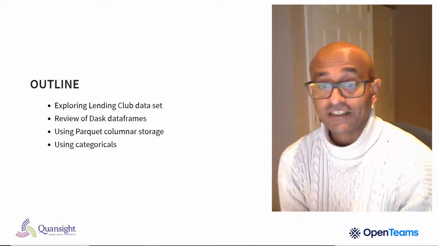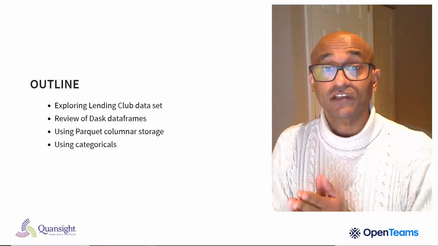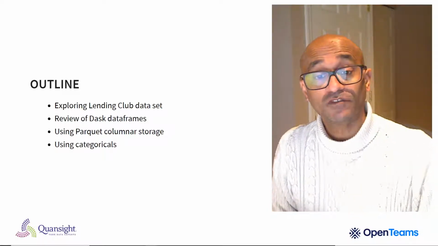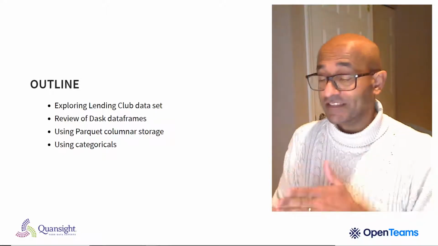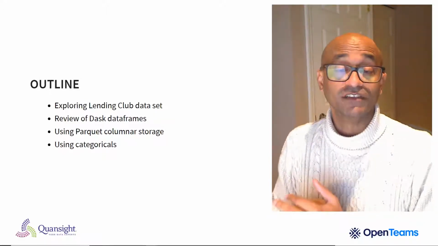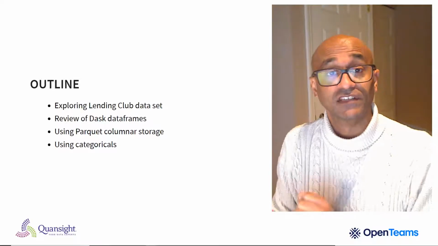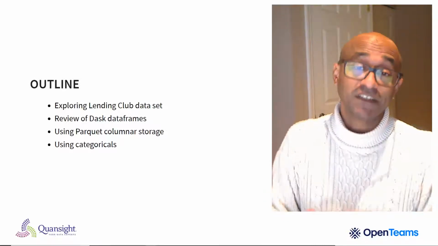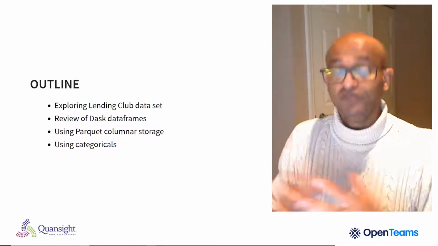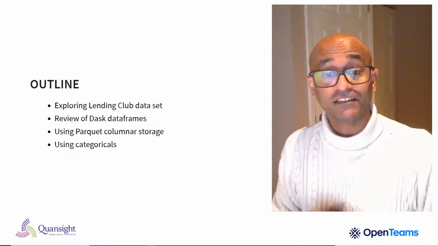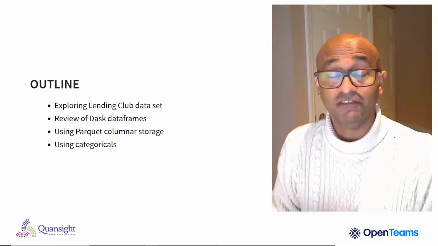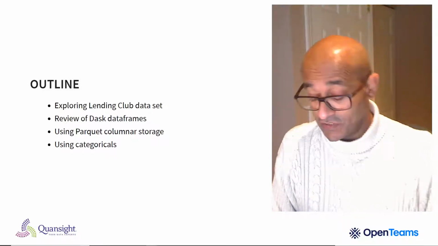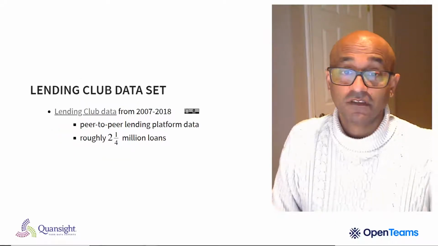So, as an outline of what we're going to do, we're going to take a look at a particular dataset that comes from peer-to-peer loans, and we'll use that as a motivating example to look at some Dask data frames. We'll review the structure of Dask data frames and how those extend what we know from using Pandas. And we'll look at two particular strategies for improving the performance of using Dask data frames for data analysis, in particular using specialized binary storage format like Parquet, and also using categorical variables in order to make storage more efficient.